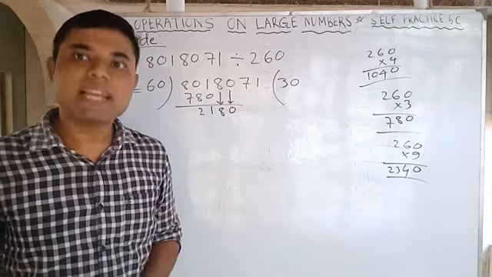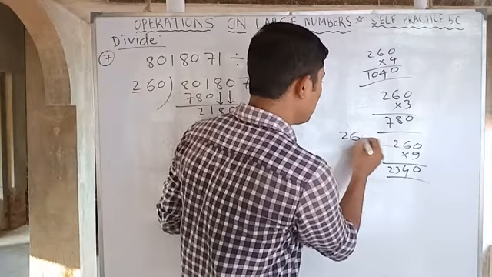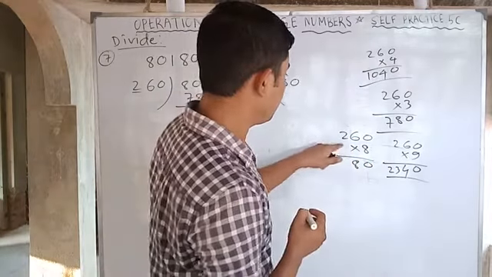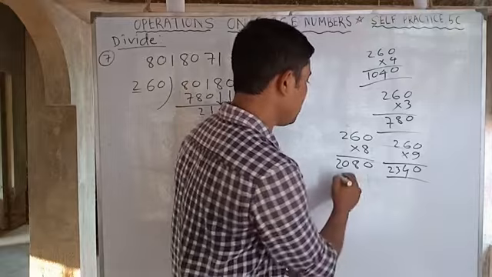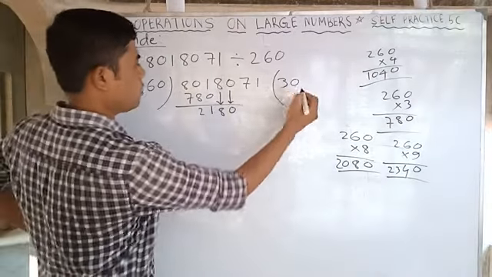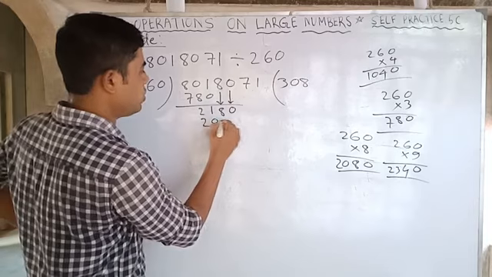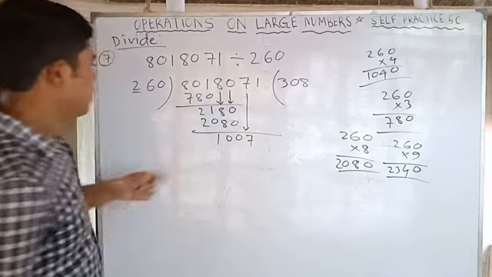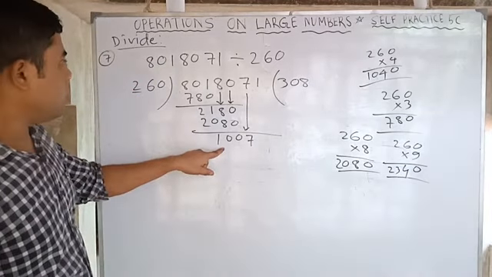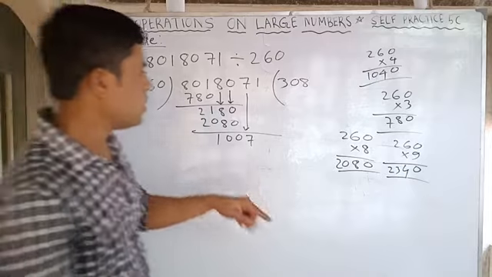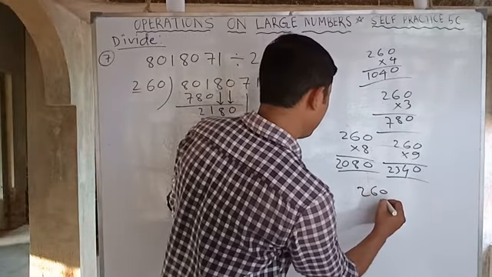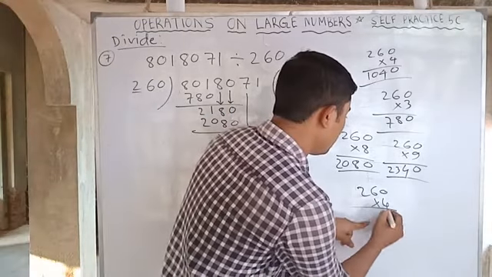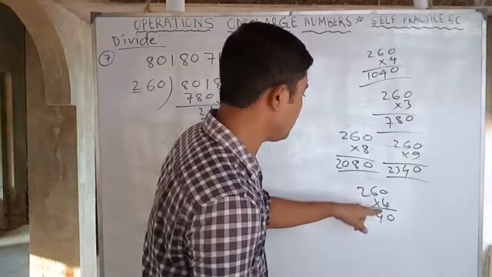So we will check for 8. Just we will move back. 260 by 8: 0, 8, and it is 16 for 20, 20. Now it is okay. So by 8, 2080. Now take down 7. By 5 it will go? By 5 no, by 4. By 4, 260 by 4. By 5 if you take it will be more. So 4, 0, 4, 10.